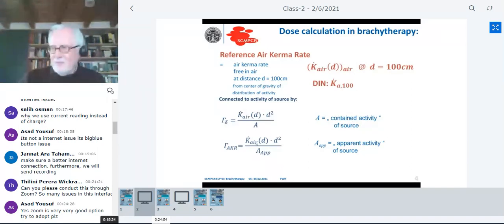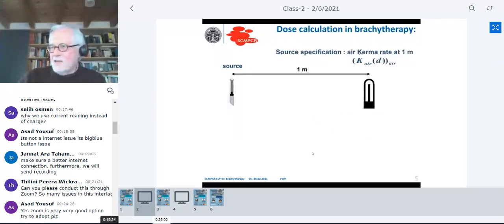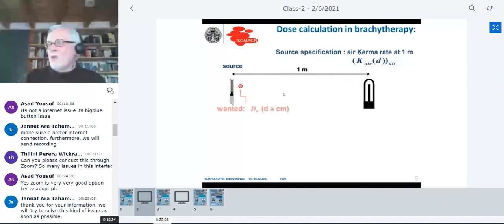Okay, so now you have this number, the reference air kerma rate, and you want to calculate dose. How does this work? Our situation is like this. We have the reference air kerma rate at 1 meter, and what we want to know is the dose. We go from air kerma rate without scatter to dose with scatter, at a distance of about 1 centimeter. So we have to perform several calculation steps.